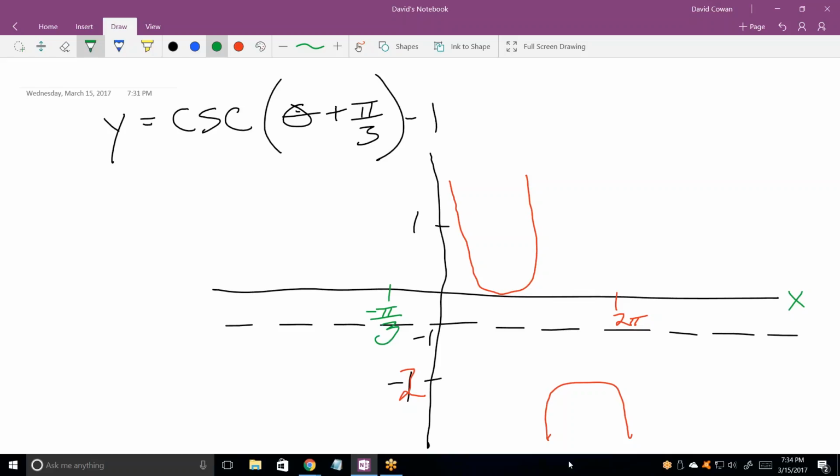What's its period? Its period is still 2 pi. So add 2 pi to negative pi over 3. So that'd be 6 pi over 3. Did that end at 5 pi over 3? Right, 5 pi over 3. Now let's quarter it up.